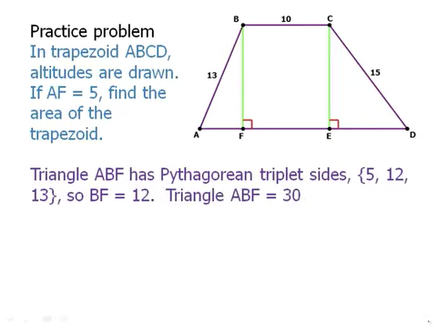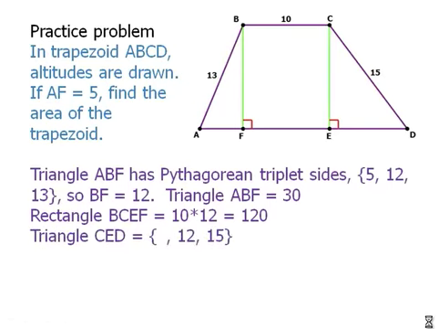So we can find the area of the triangle ABF, and that has to be 1/2 times 5 times 12, 1/2 of 60, sorry, 5 times 6 is 30. We can also find the area of the rectangle. 10 times 12 is 120.